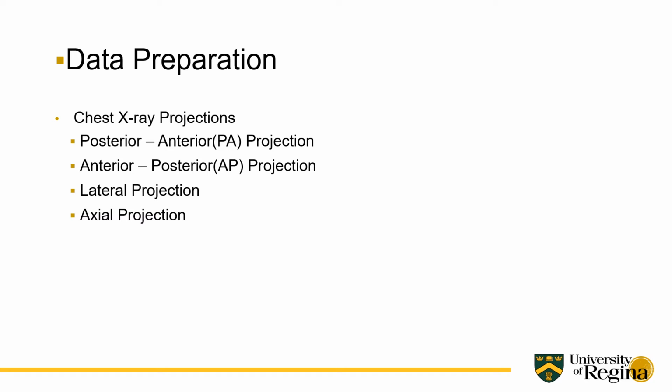And the fourth one is axial. This type of projection is used to analyze the lung areas. However, the image cannot be seen clearly because of the underlying tissue. So in this type of scenario, we use axial projection.